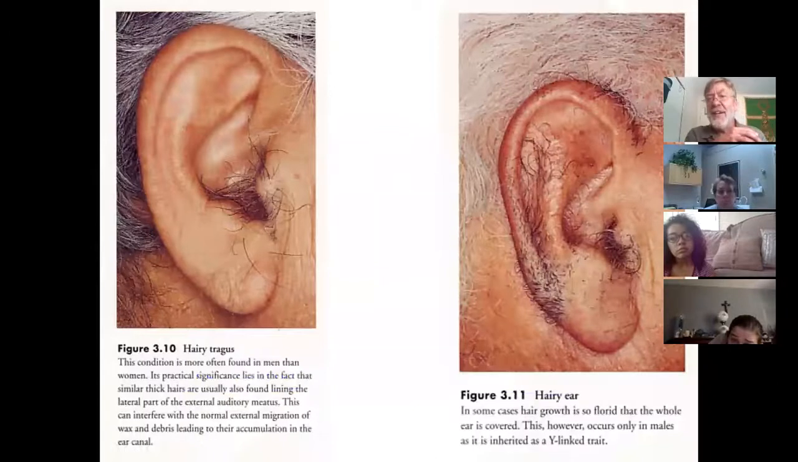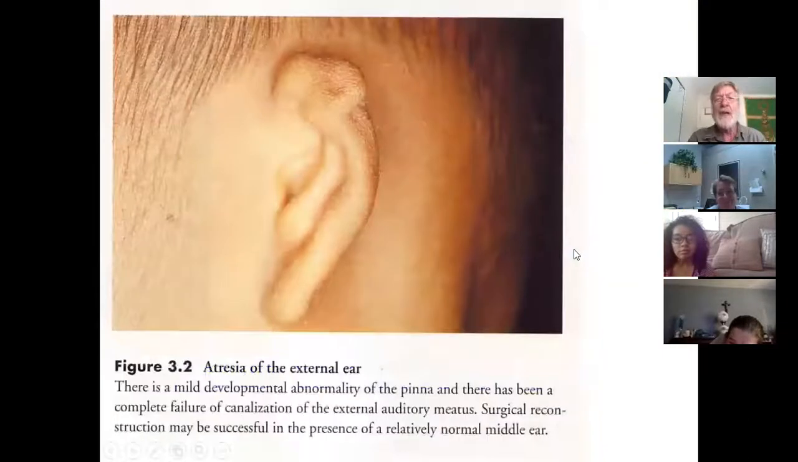Here, look at this guy's hairy old ears. Men. Here's the tragus. Here's the hair growing from the tragus. Look at this guy's hairy ear. Here's atresia. Again, another case of abnormality of the pinna, complete failure of canalization of the external auditory meatus. Look what you're learning. This is out of a doctor's book. Okay? Now you know what all this stuff means.